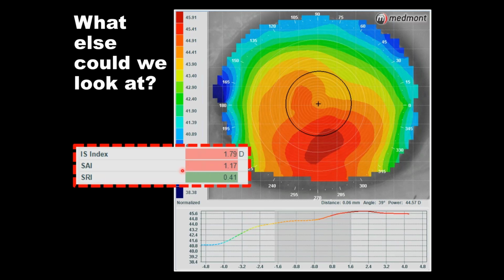Of course, the disease detection indices are always a good consideration because they're looking at specific known and appreciated thresholds of irregularity, and the IS and SAI values are both lit up in red. The surface regularity, looking at the powers within the pupil, the distribution of shape within the area that the patient would look through, is considered normal. So we have 2 of the 3 disease detection indices saying this patient is an abnormal eye.